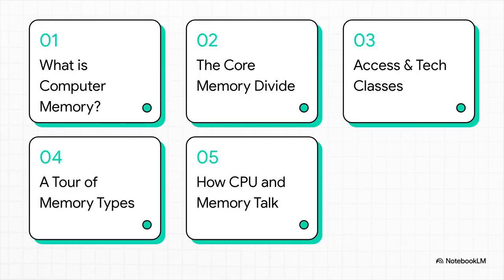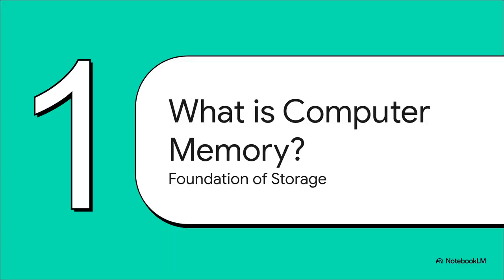So here's our game plan. We'll start with the absolute basics, what even is memory. Then we'll get into the big divide between the main types, look at how they're classified, meet all the different memory types you've probably heard of, and finally, see how they all talk to the processor. Okay, let's dive right into our first section.